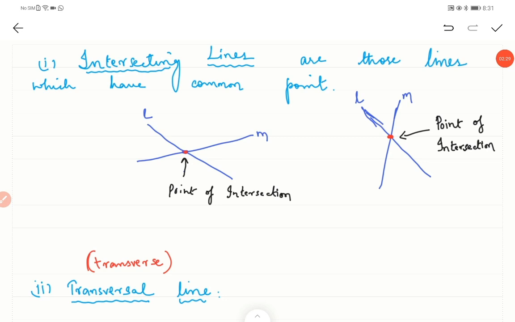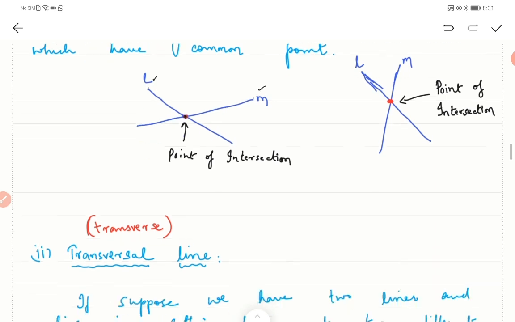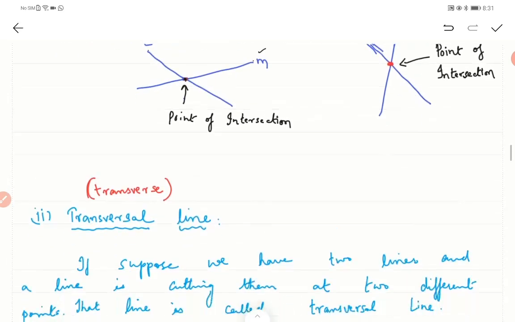We know that whenever two lines are intersecting, they will intersect at some common point. This is called the point of intersection. You already know about this. So I have lines L and M, both intersecting at some point. This is called the point of intersection. All right, now that was your intersecting lines.